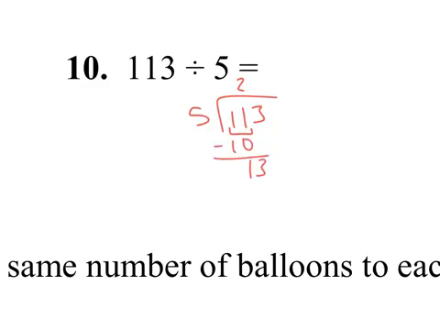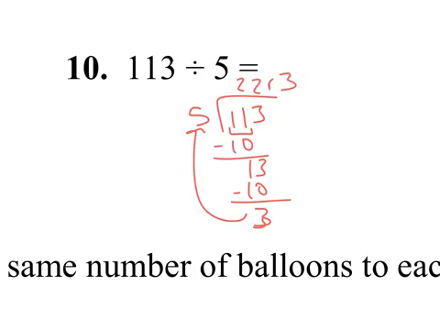Bring down the 3. 5 will go into 13 2 times. 2 times 5 is 10. Subtract those, I get a remainder of 3. And my remainder is smaller than my divisor, so I'm done. And my final answer is 22, remainder 3.